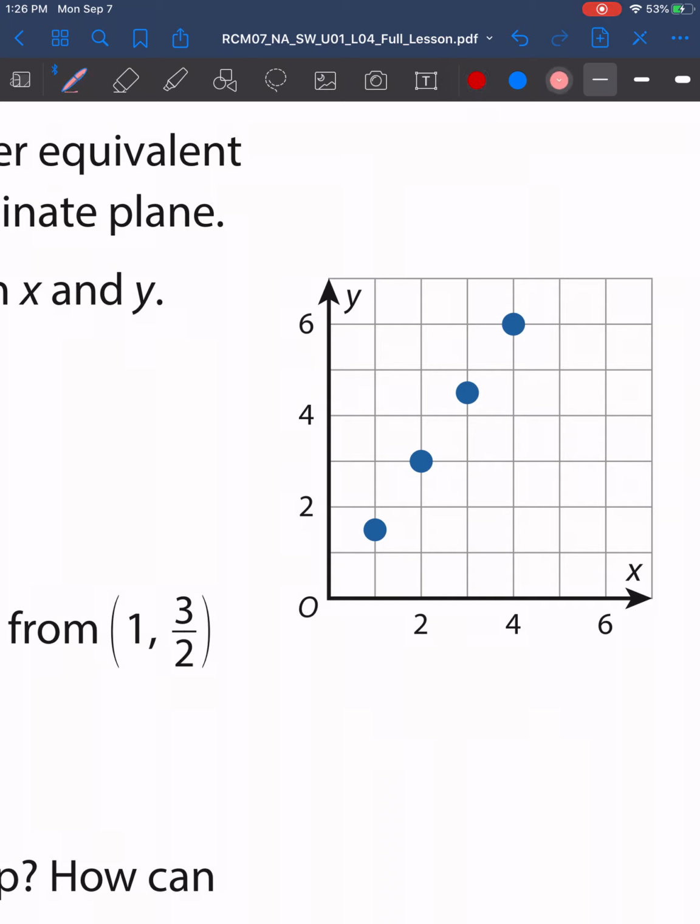That first dot is over 1, up 1.5. So it's 1 comma 1.5. The next one is over 2, up 1, 2, 3. The next one is over 3, up 4.5. And this last one is over 4, up 6.